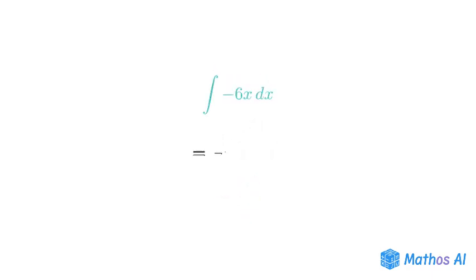Next, we move to minus 6x. Again, the exponent is 1. We add 1 to make it x squared and divide by 2. Multiply by the coefficient, minus 6, and we get minus 3x squared.